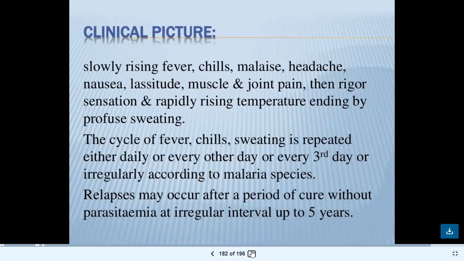The cycle of fever, chills, and sweating is repeated either daily, every other day, or every third day, or irregularly, according to the malaria species. Relapses may occur after a period of cure without parasitemia, at irregular intervals up to 5 years.